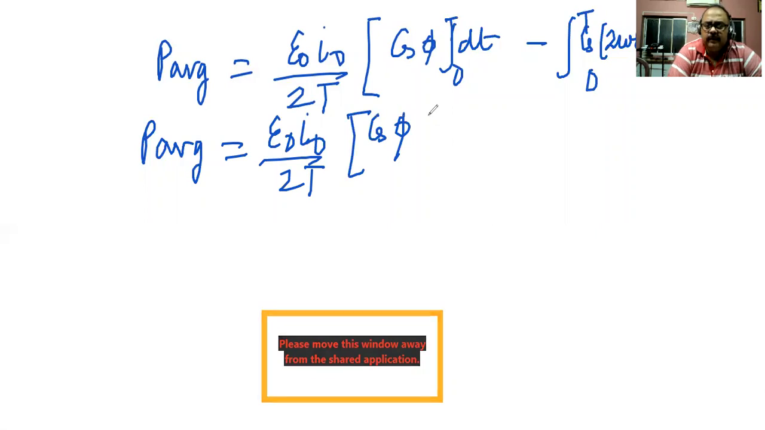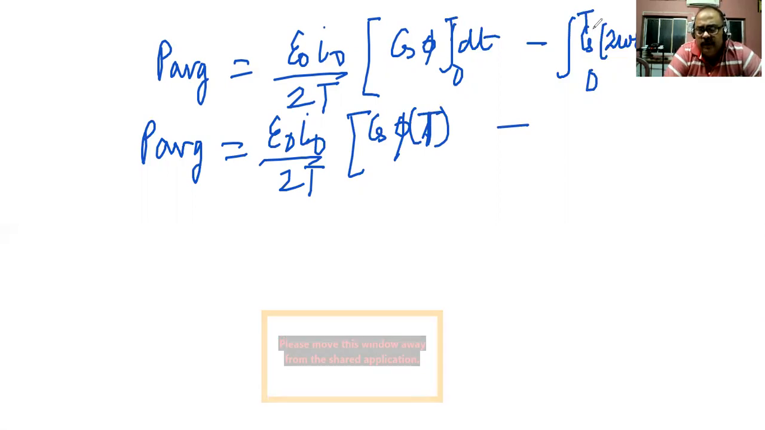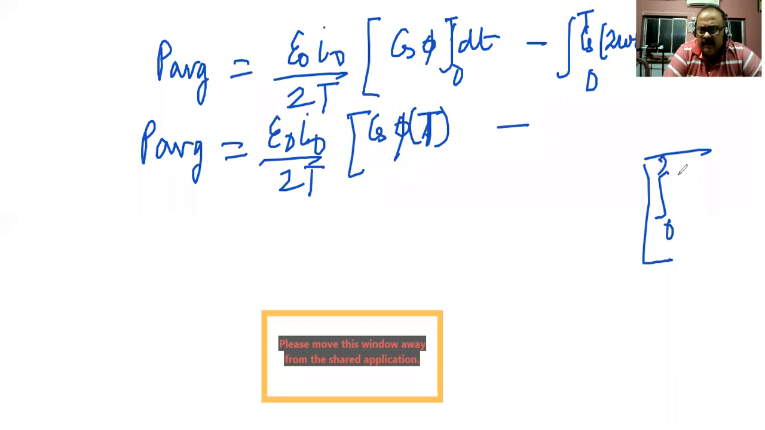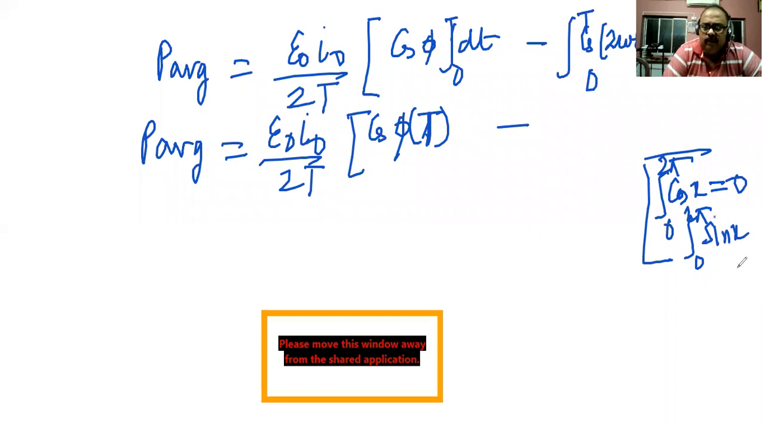Integration of dt is t, so this will be t. Now children, this is a complete cyclic function within the total cycle, that is 0 to T, and we know from our property of definite integration that 0 to 2 pi cos x is equal to 0. Also this is equal to 0 to 2 pi sin x. So for a complete cycle we have seen also in AC that this is totally equal to 0.